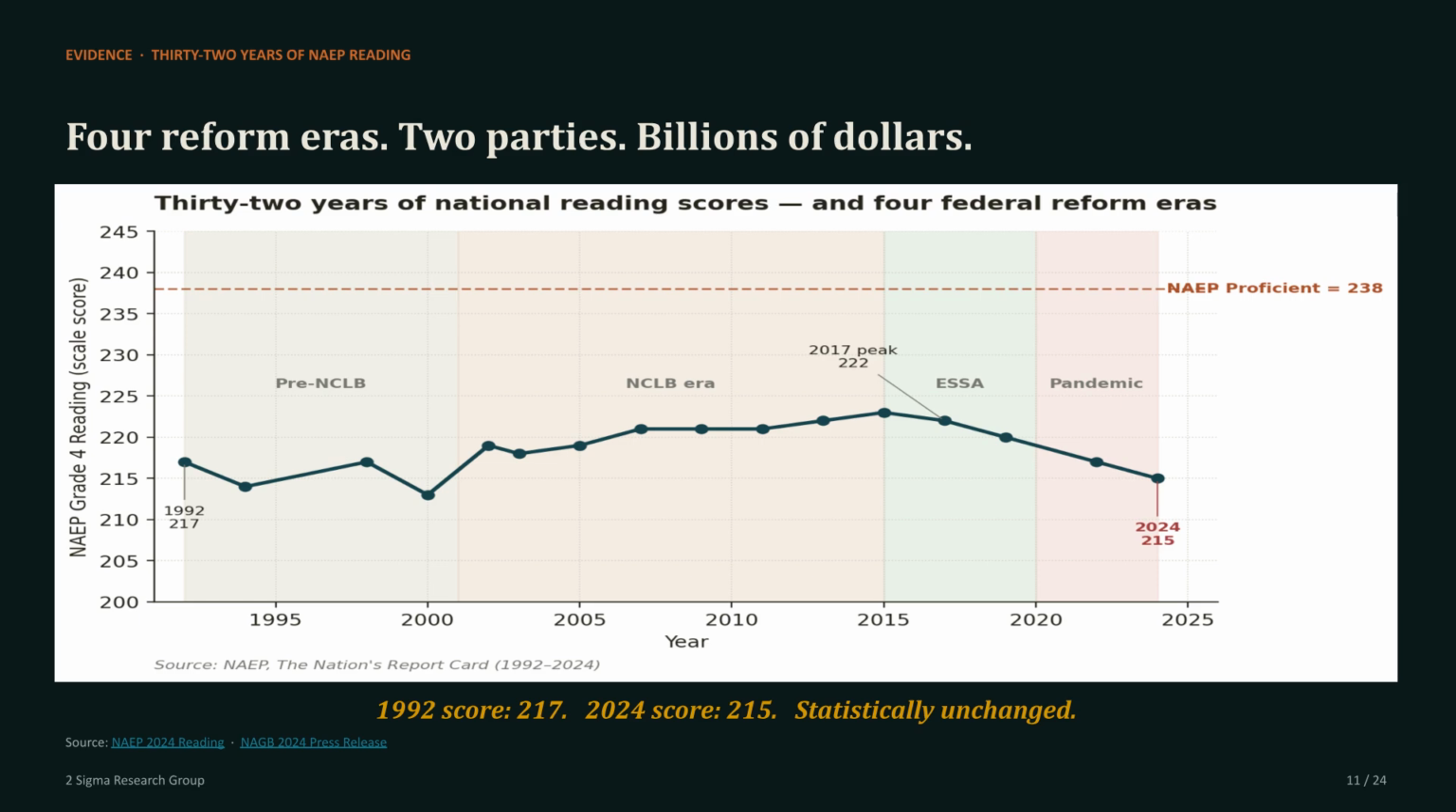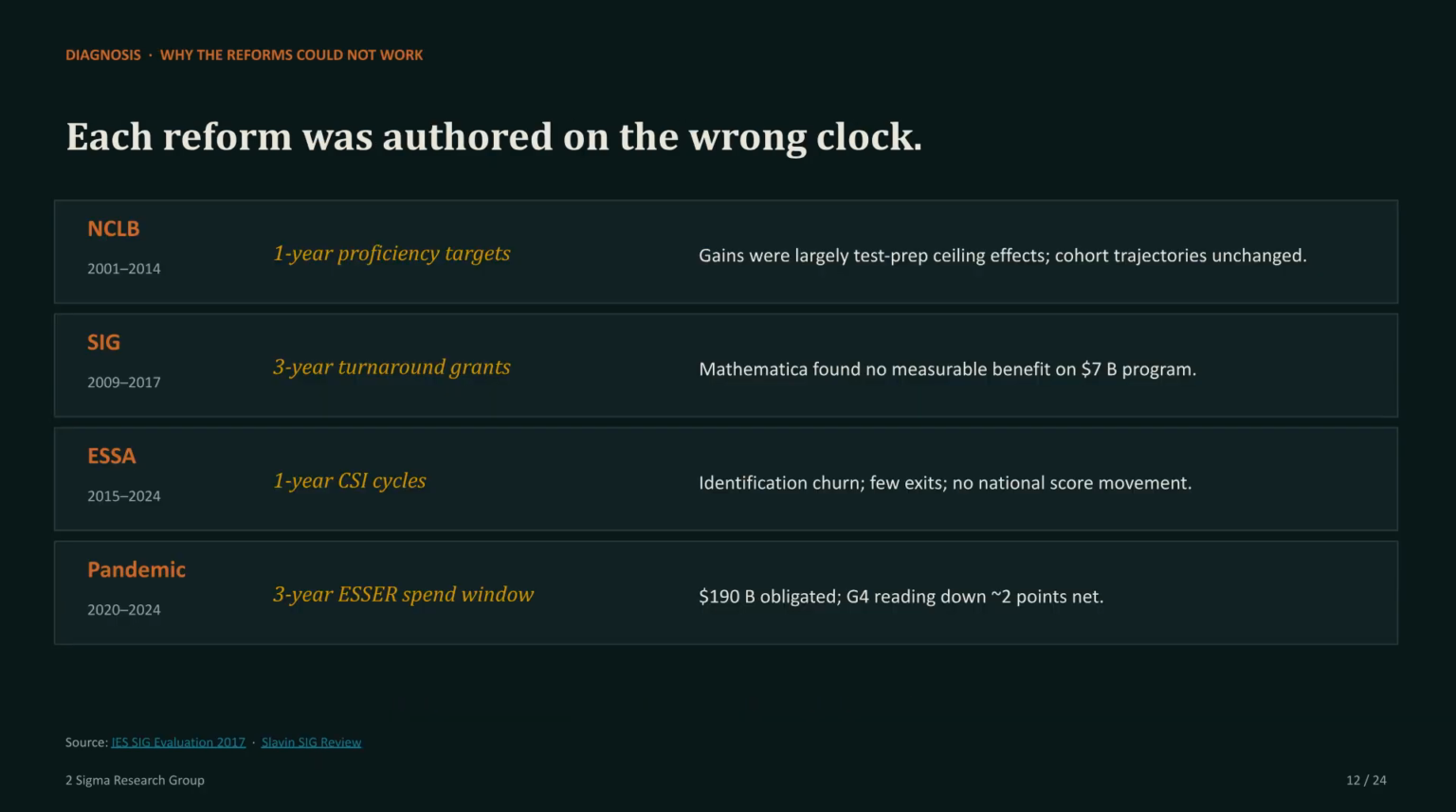32 years of national reading scores show little change across 4 federal reform eras. The 1992 score of 217 and the 2024 score of 215 are statistically unchanged, despite billions of dollars invested in reforms. Each major reform, NCLB, SIG, ESSA, and pandemic funding, was authored on the wrong clock, focusing on short fiscal years rather than the cohort clock, leading to little change in cohort trajectories or national scores.